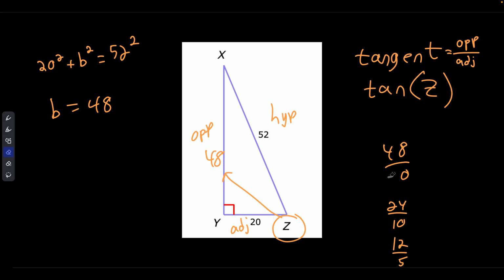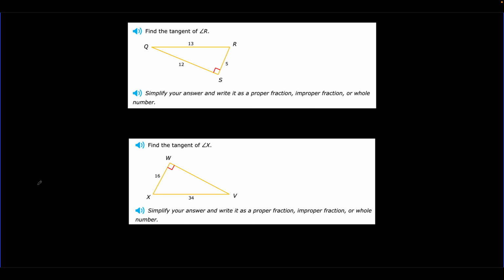Let's fix that, make it look a little better. All right. Time to practice. Go ahead and try these two problems on your own. When ready, unpause, and we'll check your answers.